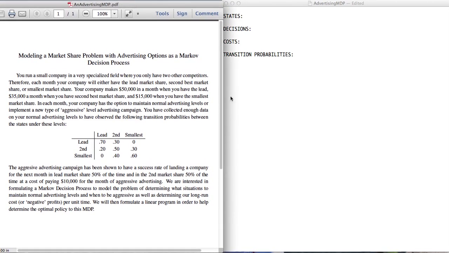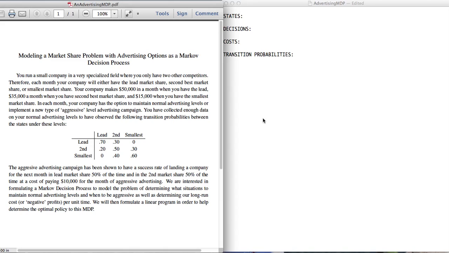Alright, so in this video we are going to talk about formulating this market share problem as a Markov decision process. The description of this problem appears on the left. Essentially, we have a company that can be in three positions within the market share: the lead position, the second best market share, and the smallest market share. Each month the company makes a different amount of money based on what market share it holds.